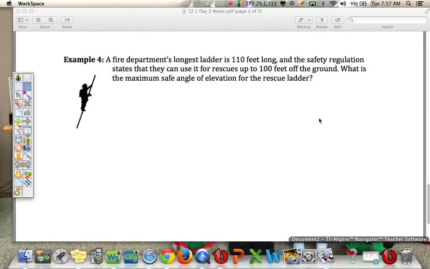Okay, so your assignment, you'll be practicing these two ideas, solving for sides, where you cross multiply, and solving for angles, where you take the inverse. One word of caution, make sure you're in degree mode.